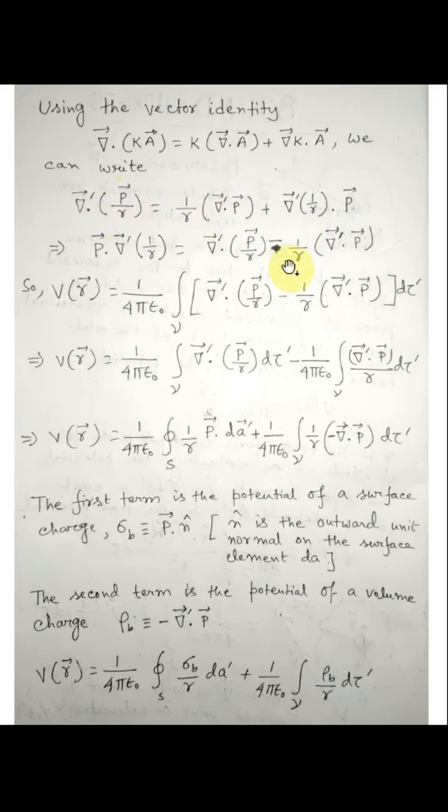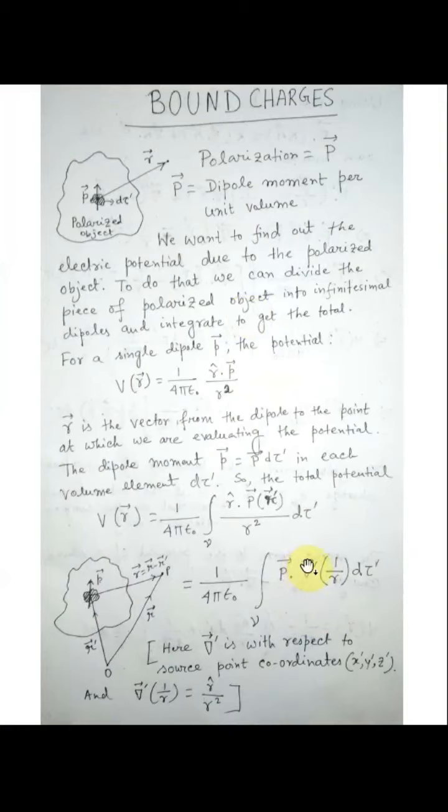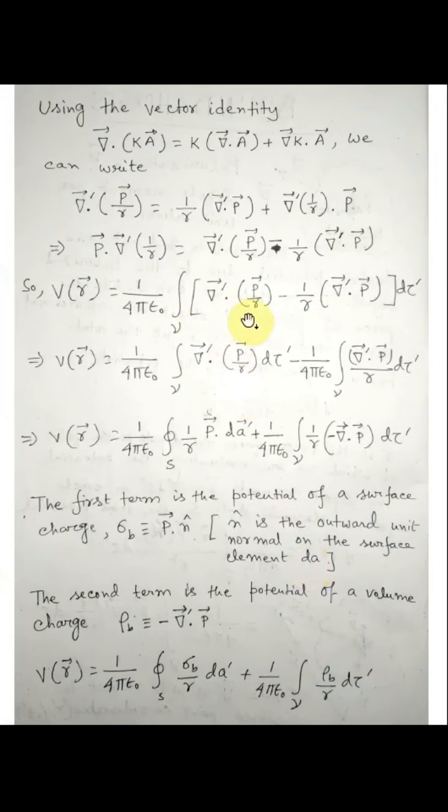Now, why are we writing this? Because if you see this formula here, this form is here, and here also we have this form. p vector dot gradient 1 by r is basically divergence p by r minus 1 by r divergence p vector. So we are putting this form here, then we get this. Now here the first term is divergence p by r d tau prime, and the second term is minus 1 by 4 pi epsilon naught divergence p by r d tau.